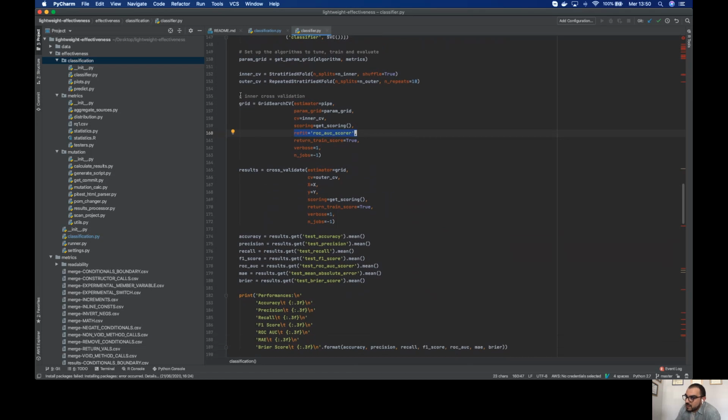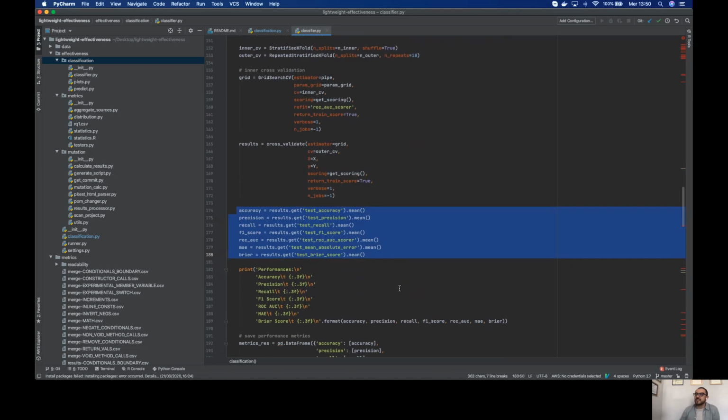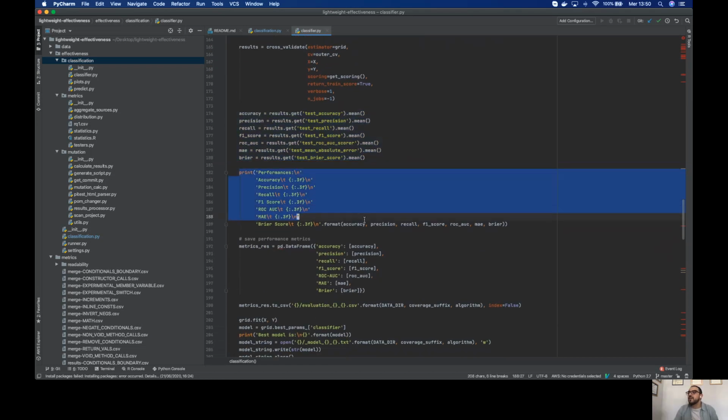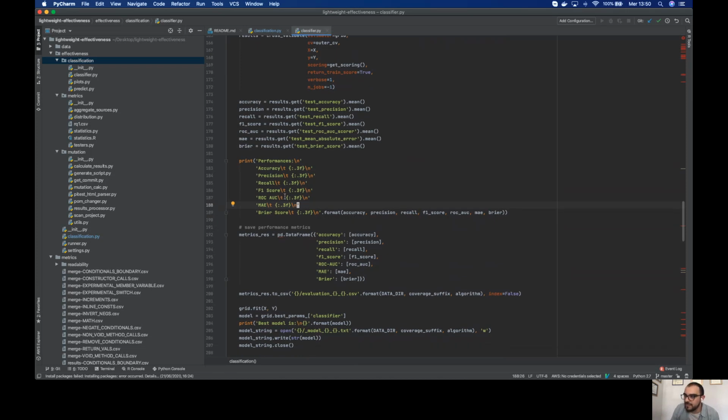And finally, once you concluded the inner validation, you perform the outer cross validation and measure the performance metrics for the machine learner. And finally, you print the metrics using the format that you like the most, and save the performance metrics.